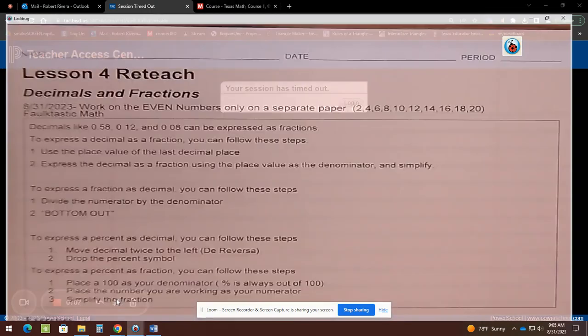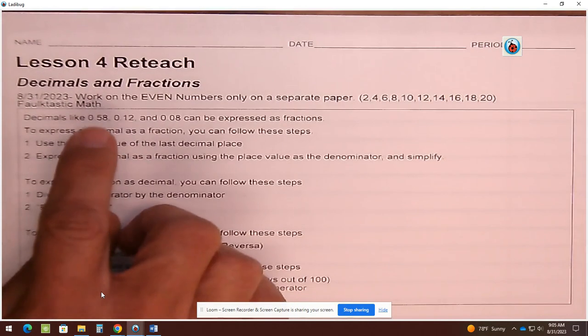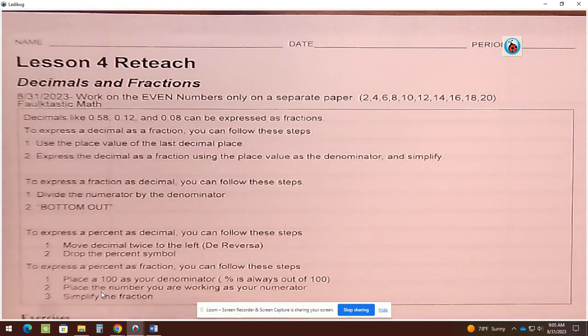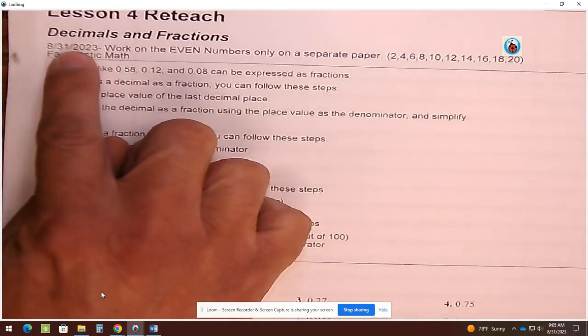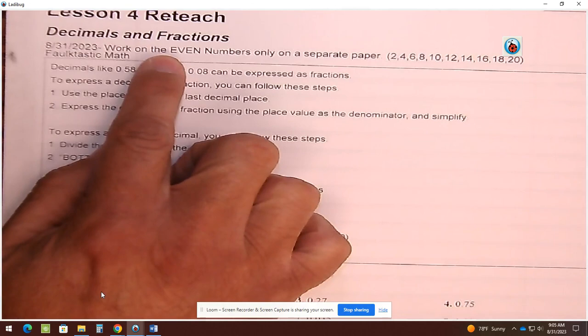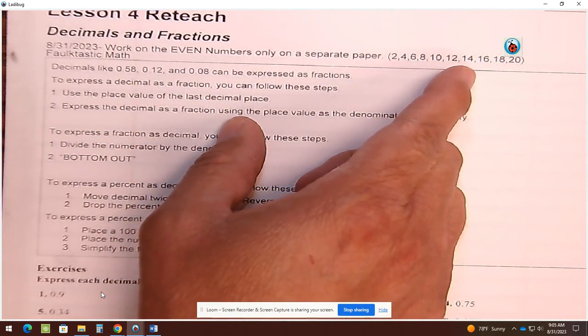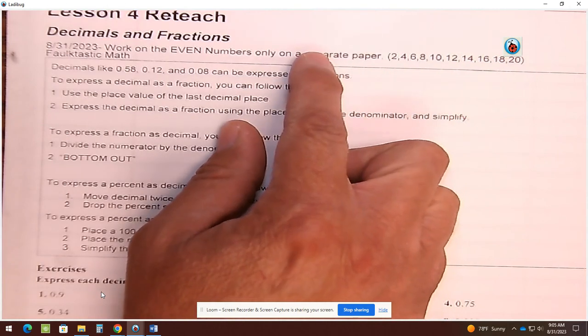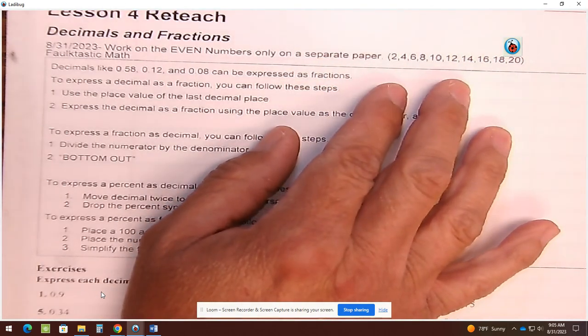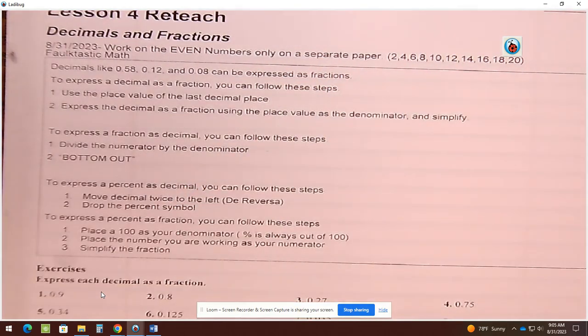Okay, for today's homework, you'll be working on what we've been working on, decimal fractions. Today's the 31st. You're going to work on the even numbers, which is 2, 4, 6, 8, 10, 12, 14, 16, 18, and 20 on a separate paper. I'm doing half of it right now with you, so that should be pretty easy.